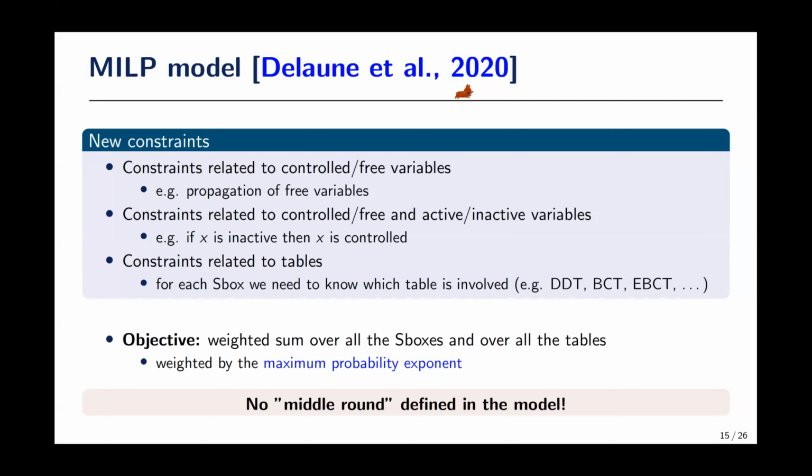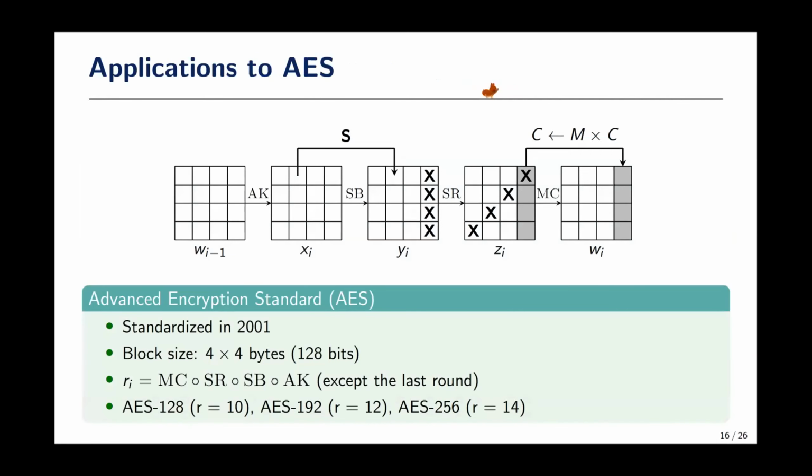One important property of this model is that no middle round is defined for this model. That means this model is very generic. So we want to use this model to apply it to AES. But first, why AES? AES is one of the most interesting algorithms in the world. The block size is 128 bits, which can be represented as a matrix of 4 by 4 bytes. Each round of AES has 4 operations: AddRoundKey, SubBytes, ShiftRows, and MixColumns, except the last round.